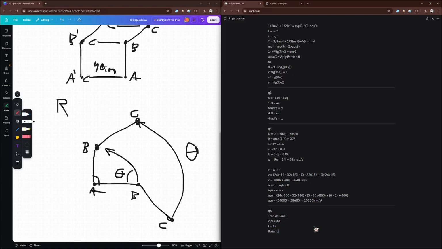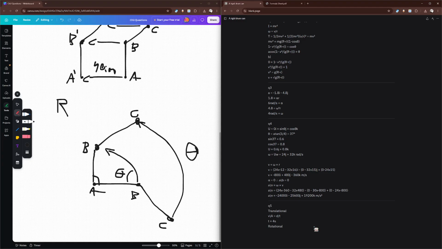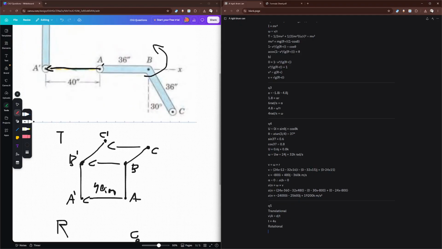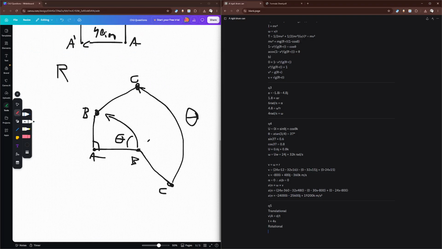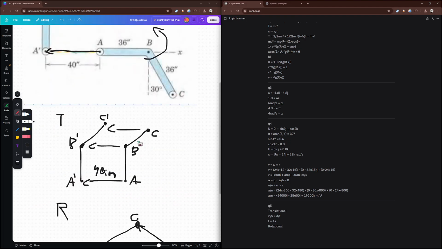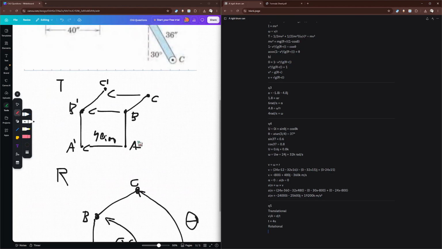Now we can look at rotational. The angular displacement of A and B are going to be the same. A has rotated too, but it's just not visually rotated because the rotation just doesn't look like that. But it's easier to solve for B because it rotated 90 degrees, from here to here. So we already know that: a 90-degree rotation, or pi over 2 radians.